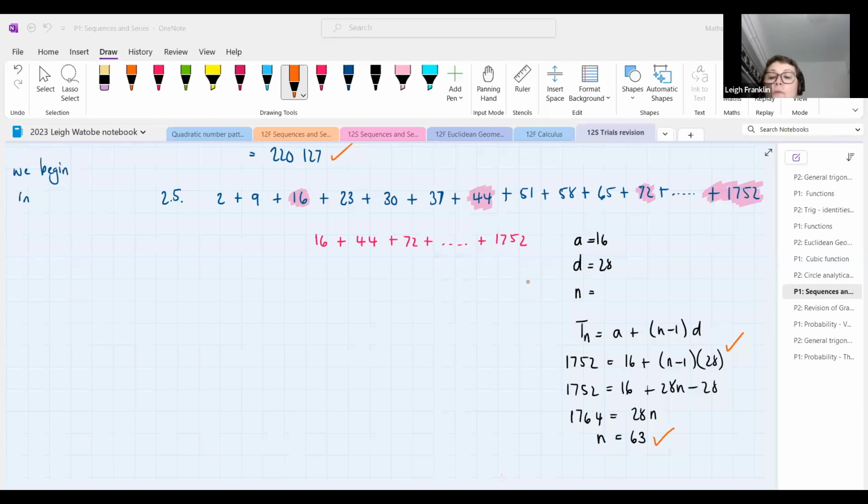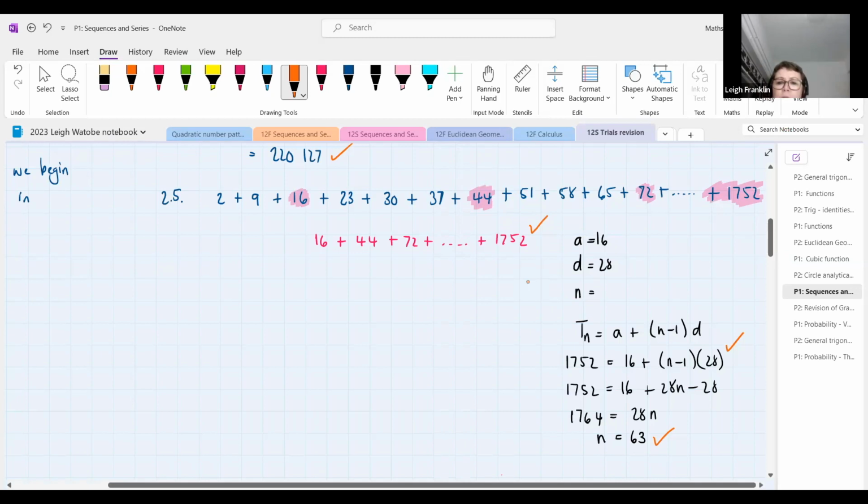So a mark on the answer, a mark on subbing in. I think a mark for getting that pattern. Where would the other mark be? Maybe rather a mark on the A and a mark on the D over there, I think.